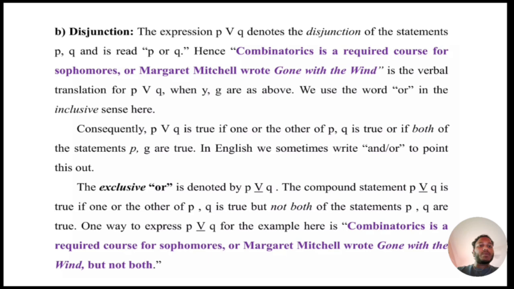The exclusive or is denoted P ⊻ Q. Consequently, P exclusive or Q is true if one or the other of P and Q is true, but not both P and Q are true. In the other way, P or Q is an example of combinatorics which is required for sophomores.